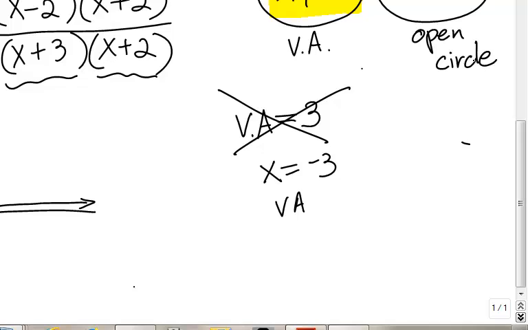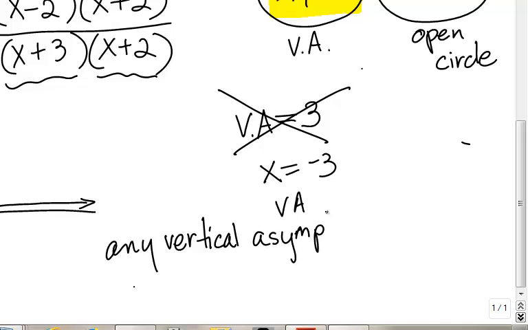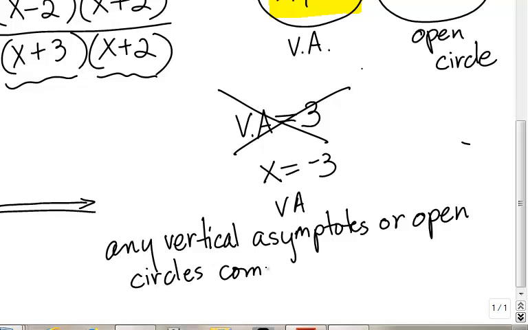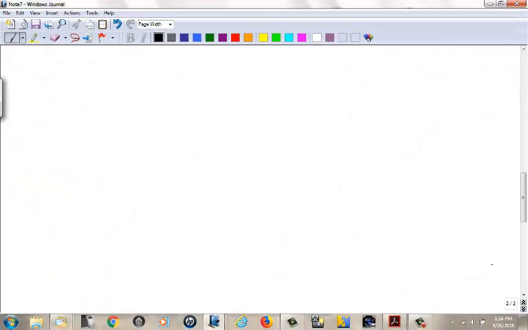The vertical asymptote and the open circle. Any vertical asymptotes or open circles come from the denominator. Okay with that? So we're going to graph it. Okay, now let's look at another example.